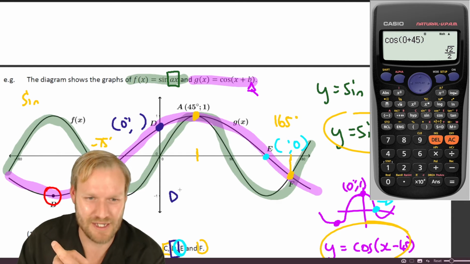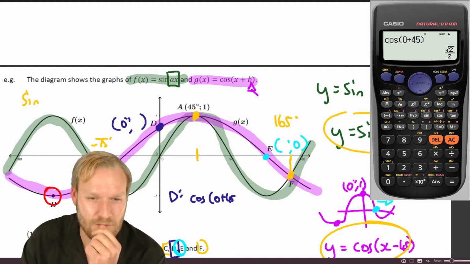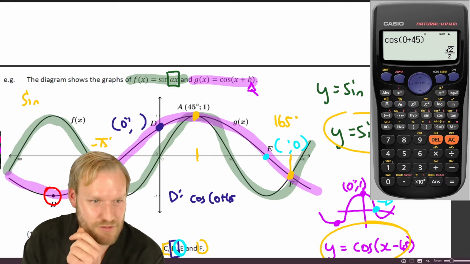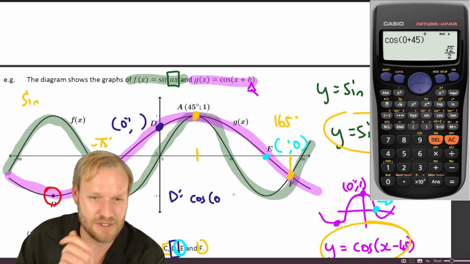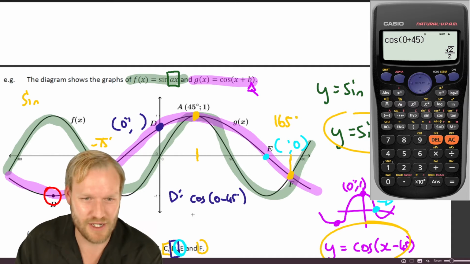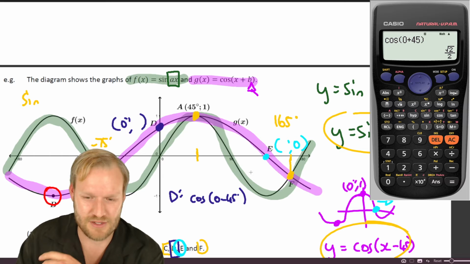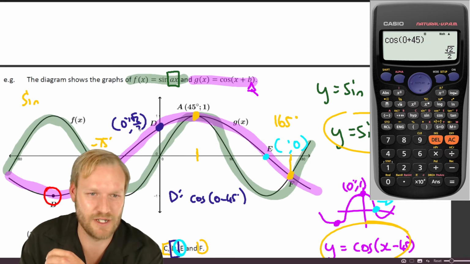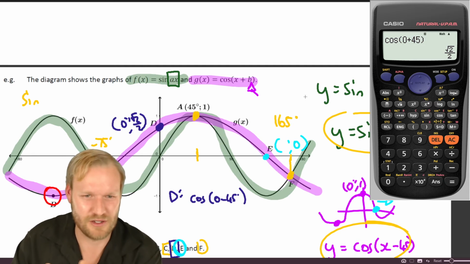So for point D, we know that we've got cos of 0 minus 45. It's going to be the same because cos of a negative is the same, so cos of negative 45 is cos of 45, which you could draw a special triangle for, but that feels like a lot of rigmarole for getting root 2 over 2 when you could just put it in the calculator. Okay, but it could be a non-calculator question.